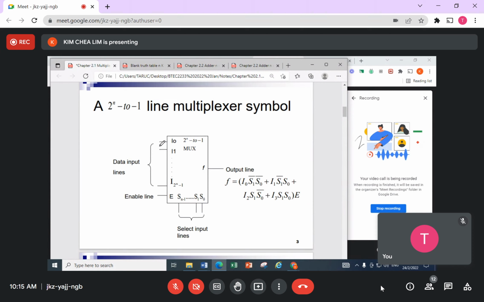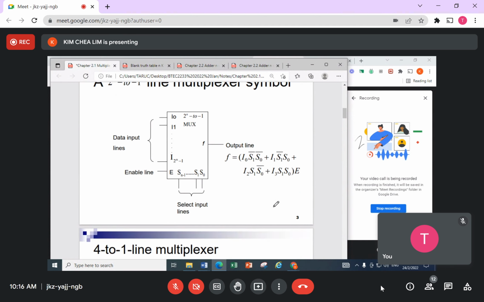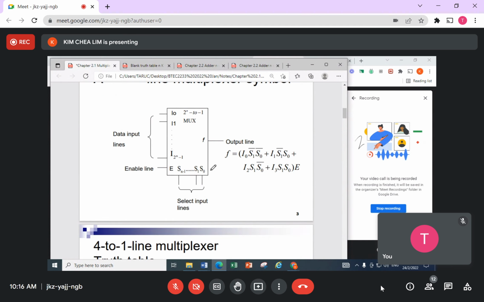So look at this simple 2^n to 1 line multiplexer symbol. Like I said, the n here refers to my selector inputs. It looks something like this. Now how does the output look? Let's say my output here is F, and we make this multiplexer simpler, only 2 selector inputs, otherwise my equation will be very long. My selectors are S0 and S1, only 2 inputs.